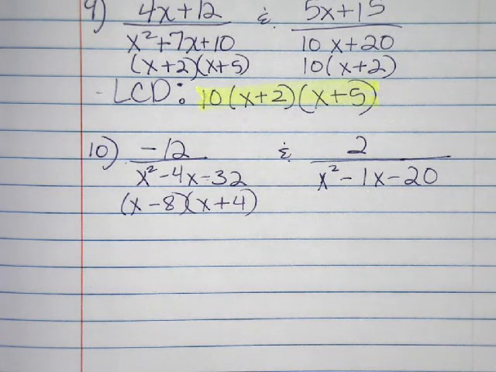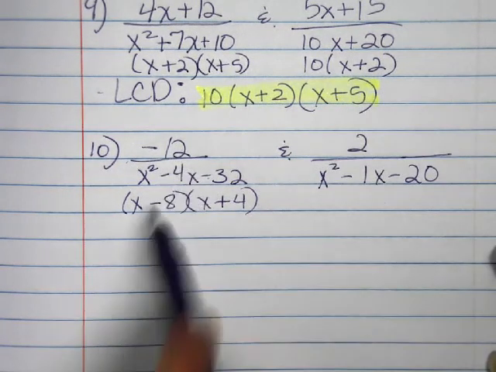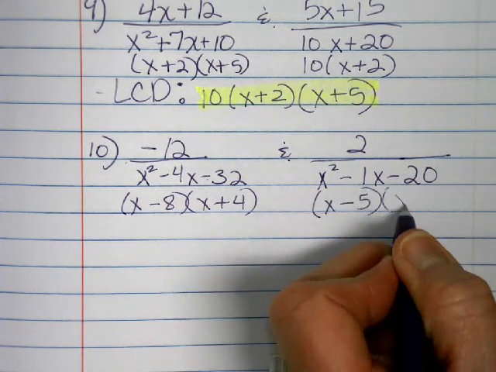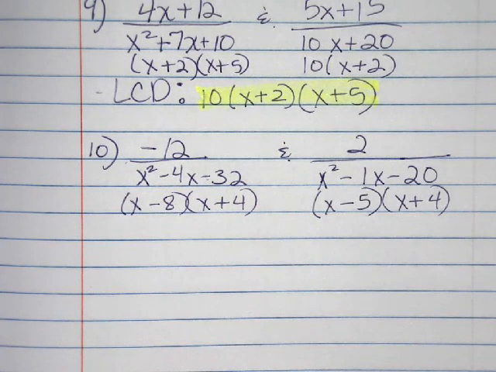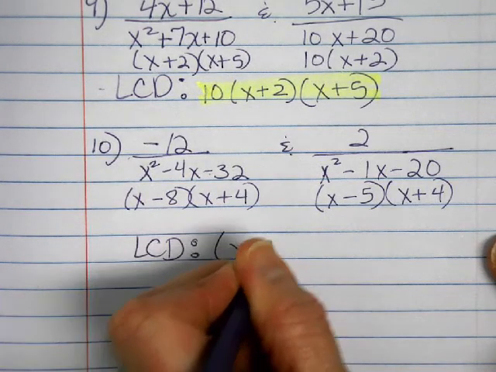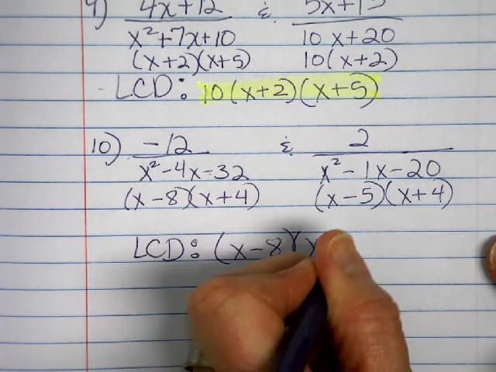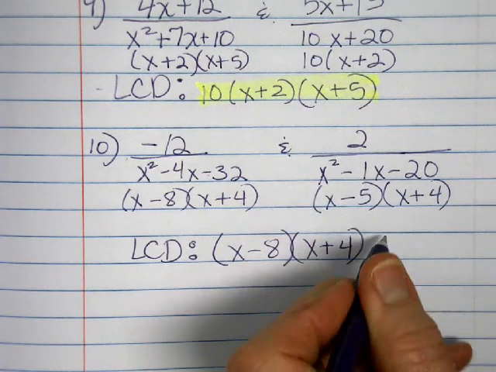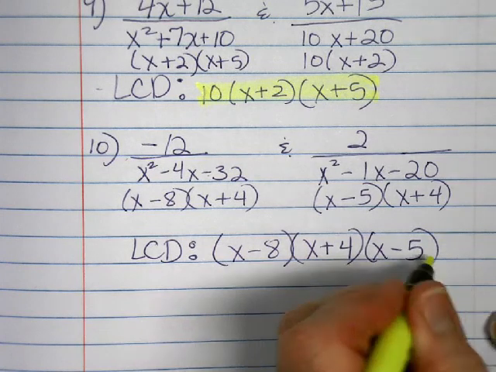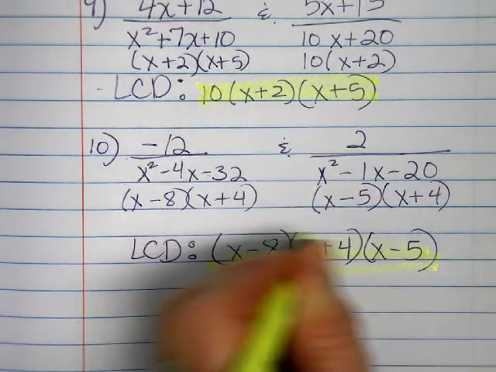Factors of 32 that subtract to give me 4 are 8 and 4. The larger factor gets a negative sign, just like that. Factors of 20 that subtract to give me 1 are 5 and 4. 5's the larger one. Write it down. LCD: x minus 8, x plus 4 only once, and x minus 5. And you're done, over halfway through the homework.